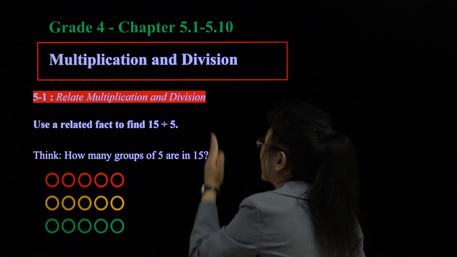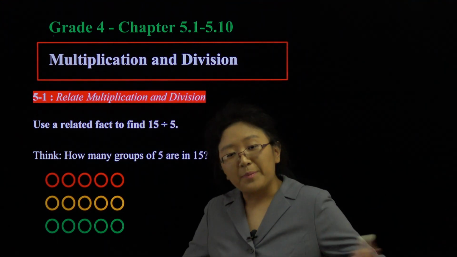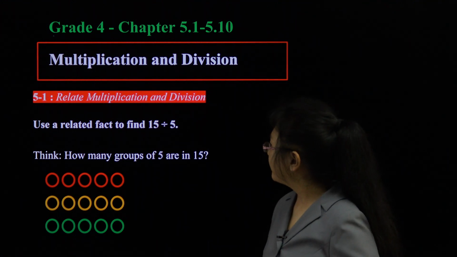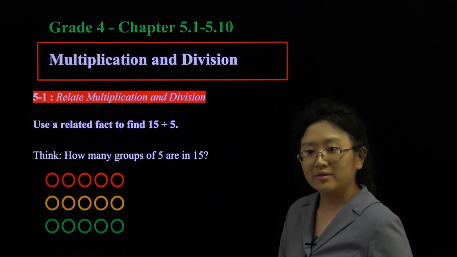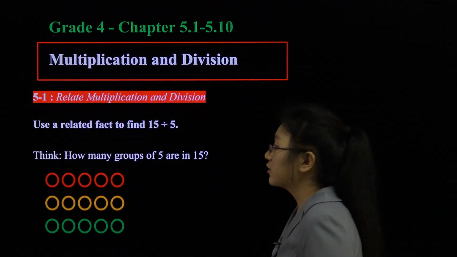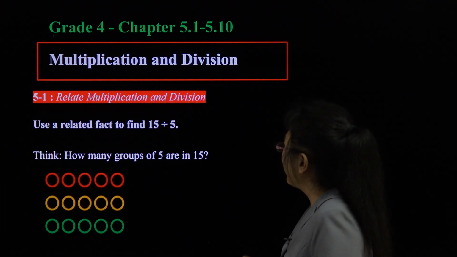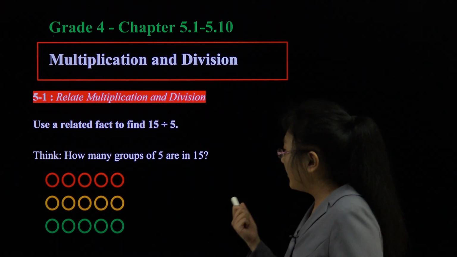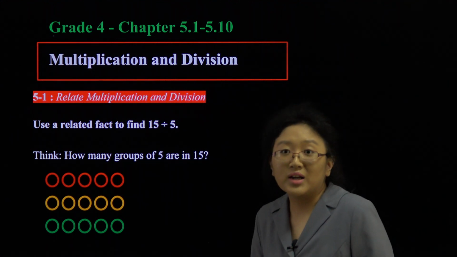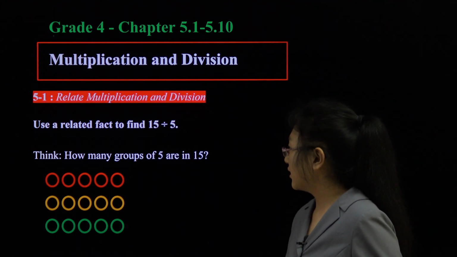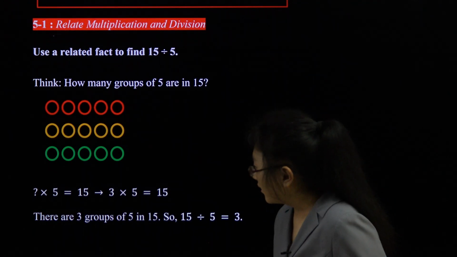Now, relate multiplication and division. Multiplication and division are opposite operations, which means that if you multiply something, then the same fact also applies during division. Such as, use a related fact to find 15 divided by 5. How many groups of 5 are in 15? 3 groups of 5 are in 15. 3 times 5 equals 15. Therefore, 15 divided by 5 is 3.